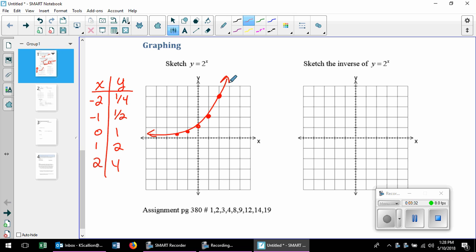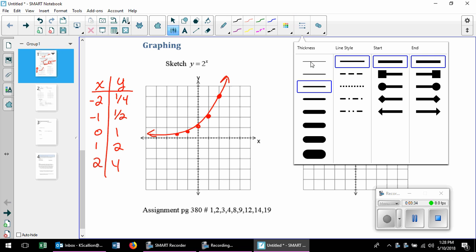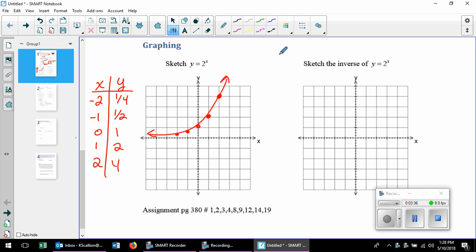So now we're going to do the inverse of that. So what happens to my table of values? They get switched. So my x is a quarter, now my y is -2. My x is a half, my y is -1. This is 1, this is 0.